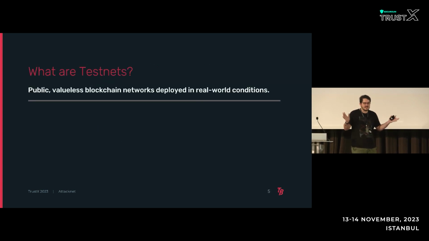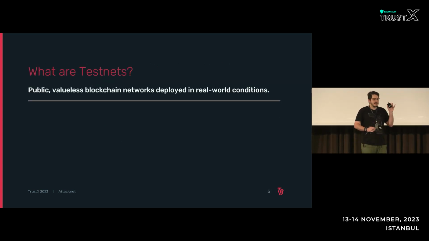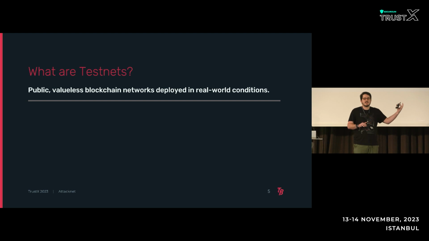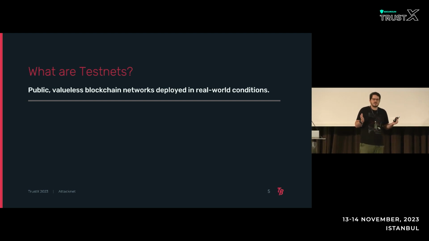What is a testnet? A testnet is just a public, valueless blockchain that is deployed in real-world conditions. Usually it's running the next version of the hard fork, and we're using this to work out and detect all of these issues ahead of time before they hit mainnet.